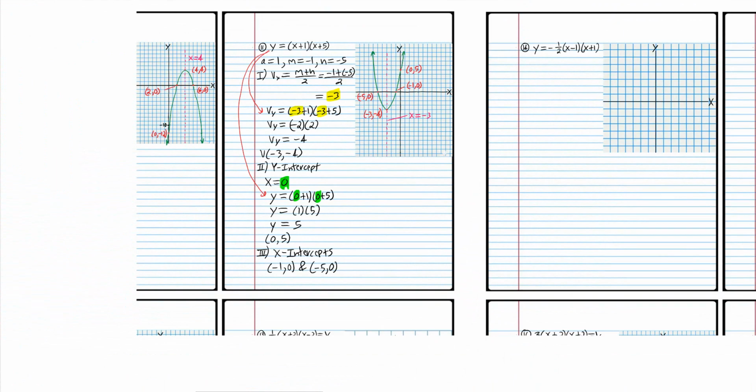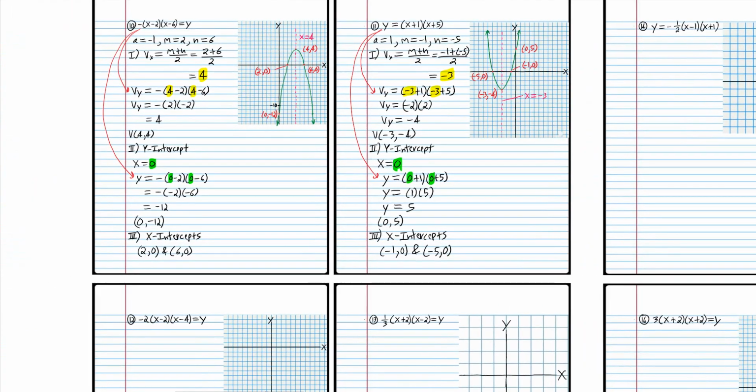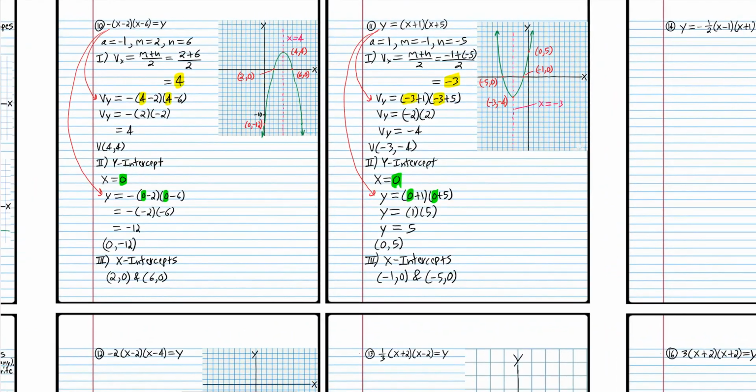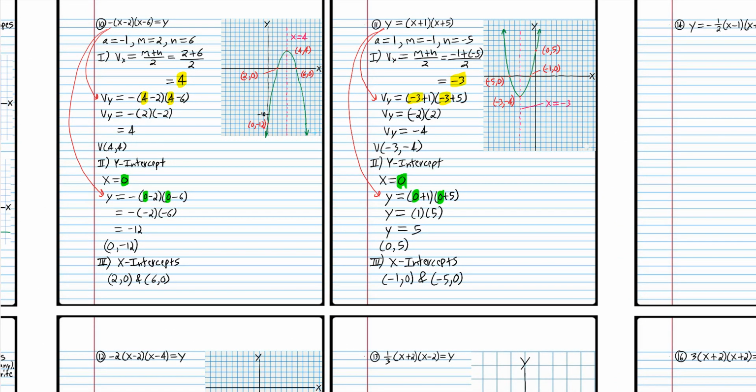All right, and I want you to try number 12 now, and I'm going to leave number 10 and 11 in the window. So remember, label all those coordinates, find the x and the y intercepts, and draw the line of symmetry and the equation of the line of symmetry. So try number 12, and when you come back, we'll do it together.